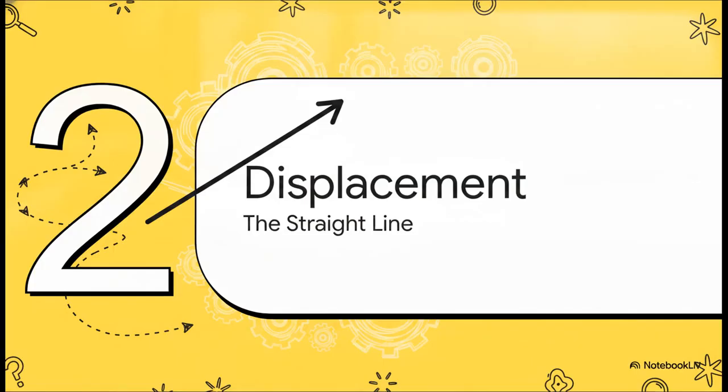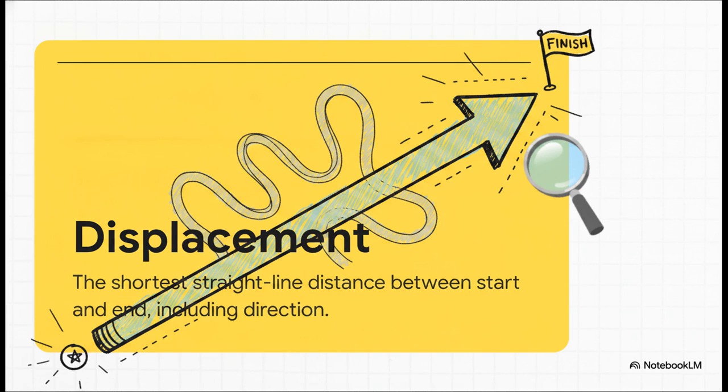But here comes the scientific plot twist of our explainer. Section 2, displacement, the straight line. This takes us from the everyday concept of just covering ground to a way more precise way of looking at motion. Displacement is strictly defined as the shortest, straight-line distance between your exact starting point and your final position. And, oh, here is the kicker, it absolutely must include direction.